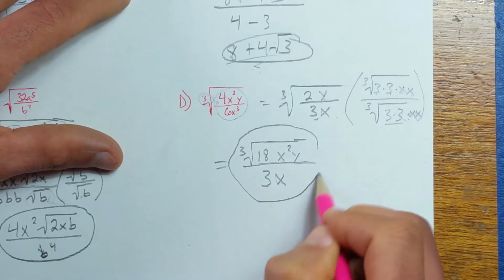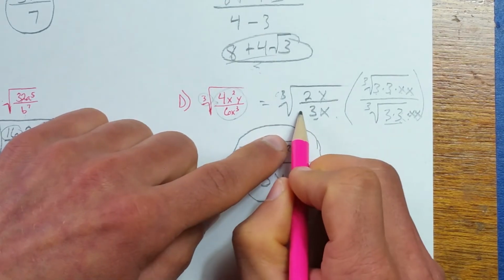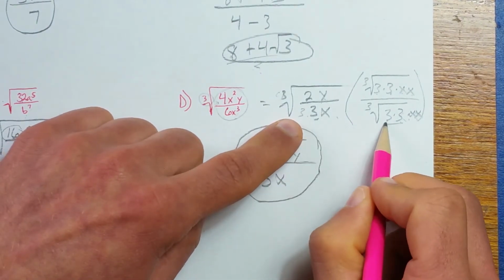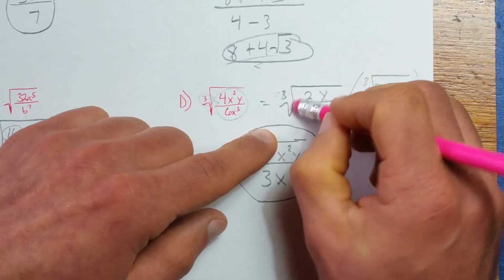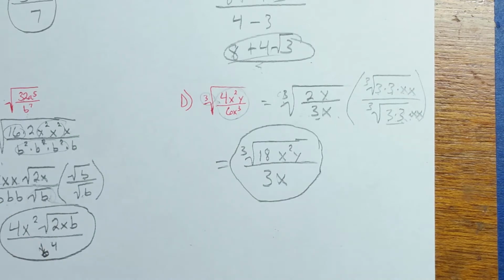And there it is. If this was a 4, I would need 3 3's. If there was 2 3's in here, then I would only need 1 3 in here. So it kind of just depends on the problem that you're dealing with. But like I said, a little bit more tricky because of the fact that it's cubed.